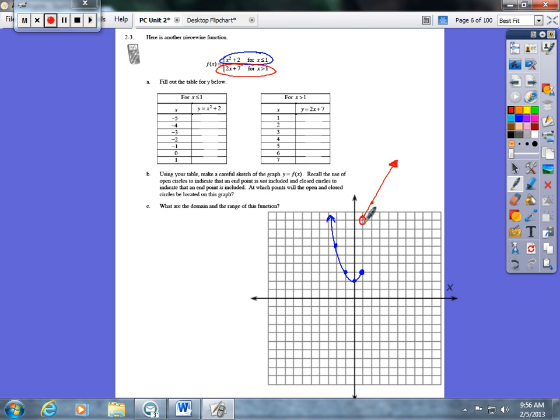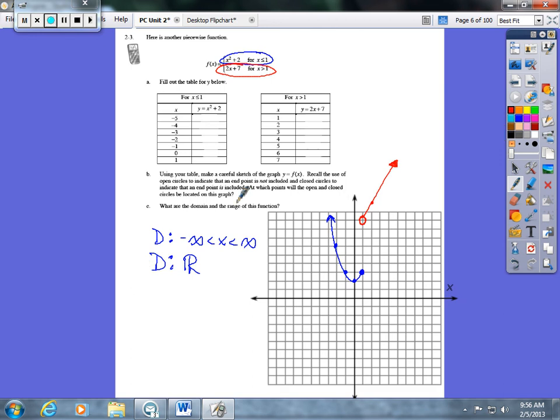What's the domain and range of this function? We do that no different than you did it before. The domain will be all possible x values, which in this case is negative infinity to infinity. You could also write the domain as all real numbers. That's a little shorthand version of saying negative infinity to infinity.